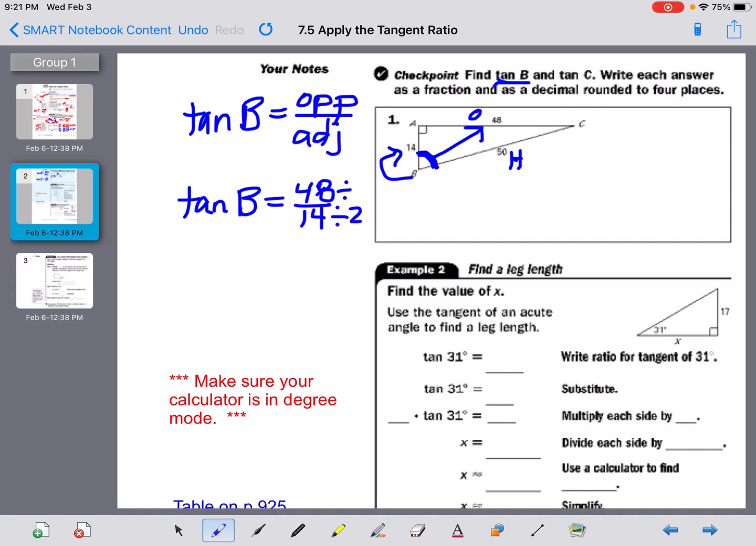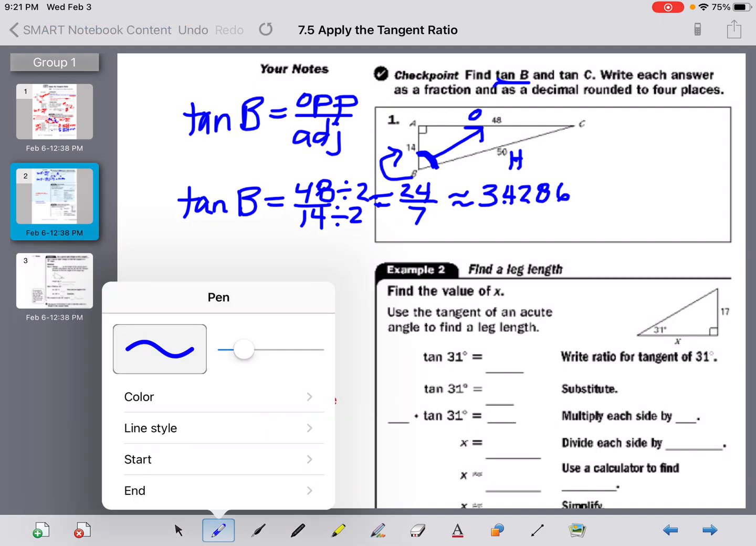I think 2 maybe? Maybe that's all. 24 over 7. Yeah, that's all. I'm not going any smaller than that. All right, so 24 over 7 for tangent B as a decimal. 24 divided by 7 is 3.4286.